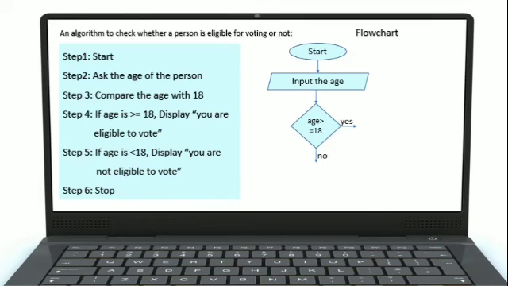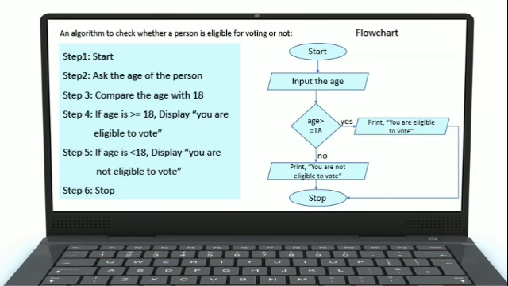So if the answer is no, it means age is not greater than or equal to 18. It means what result will we get? Print, you are not eligible to vote. And then the stop, the algorithm will be converted into flowchart, and the flowchart will stop here. Now if we get the answer yes, then again the result will be printed, you are eligible to vote.